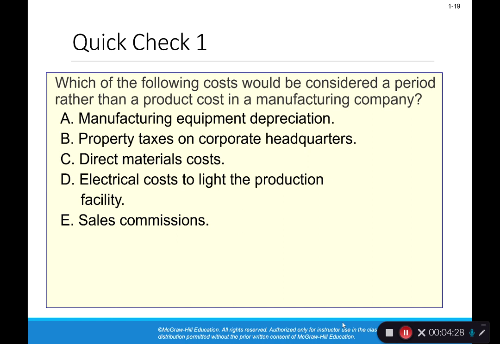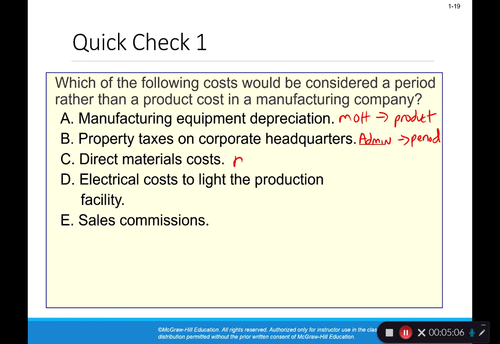So we're looking for which of the following is considered a period rather than a product cost. So basically, we're looking for anything that is not a direct material, a direct labor, or an overhead cost. So let's identify each one of these in their appropriate category. Manufacturing equipment depreciation would be manufacturing overhead, which means it's a product cost. Property taxes on corporate headquarters, that would be an administrative cost, because it's the corporate headquarters, not the production facility. So that would be a period cost.